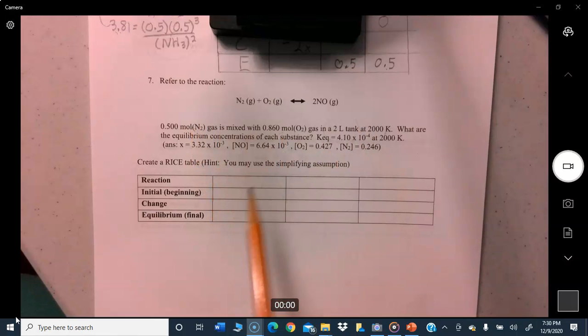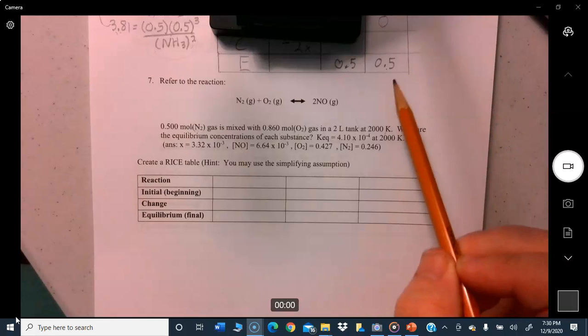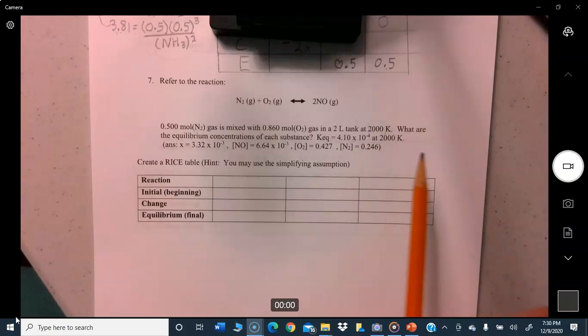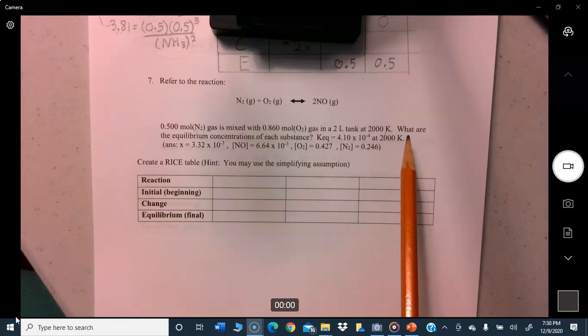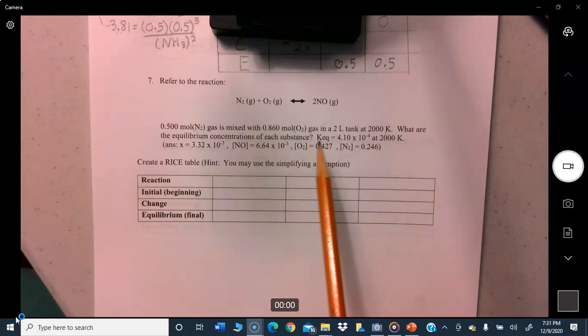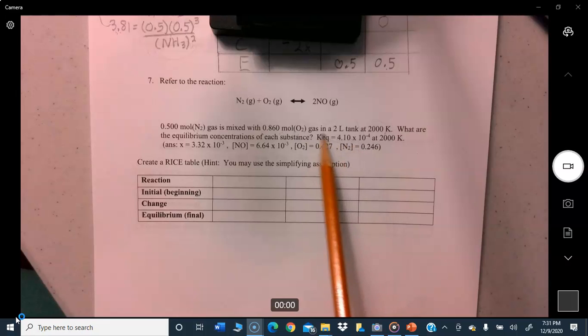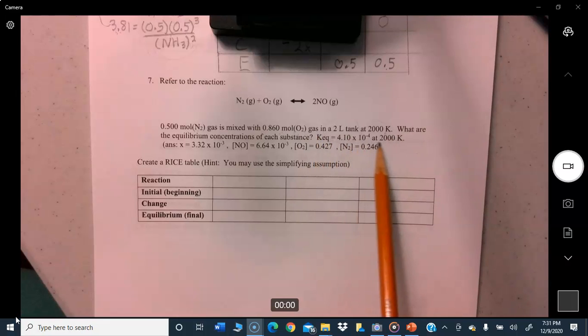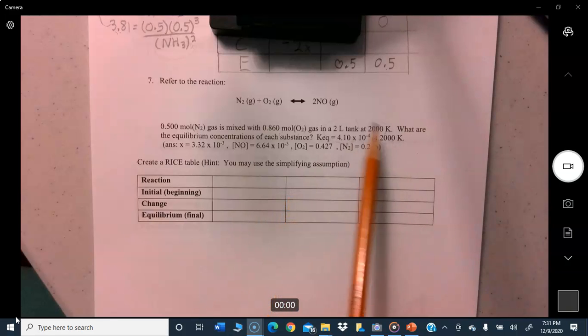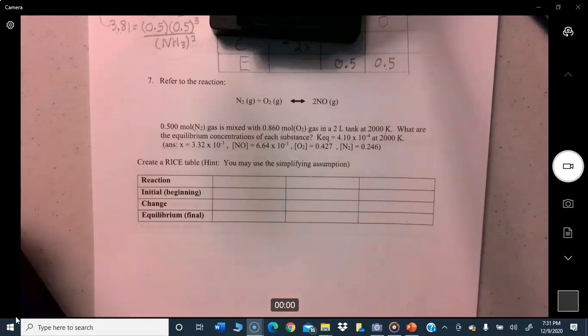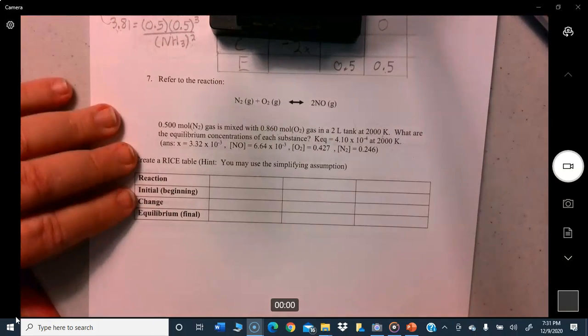So they tell you how big the tank is, so you're going to have to do a little bit of a division problem there to calculate the number of liters. And again, the temperature is just saying that it's at some fixed temperature that the equilibrium constant will apply to. What are the equilibrium concentrations of each substance? So there's the equilibrium constant, the Kc, at that particular temperature. And anyway, there's the answers that you have to check with. So let's go ahead and write the reaction out.